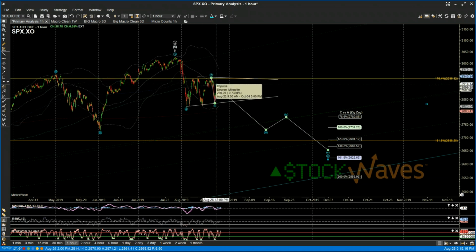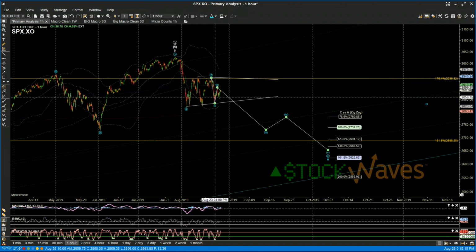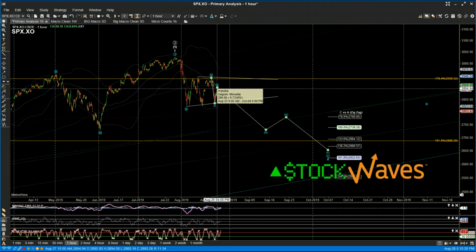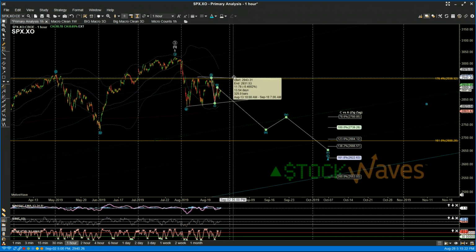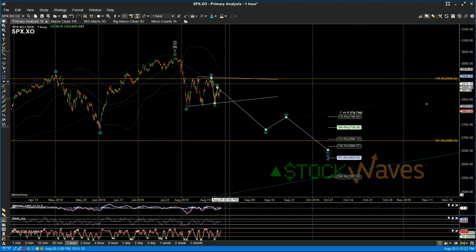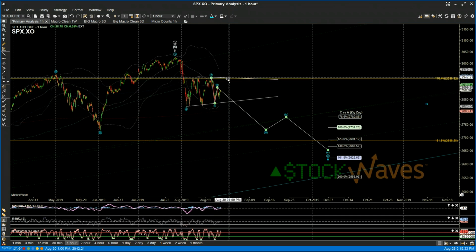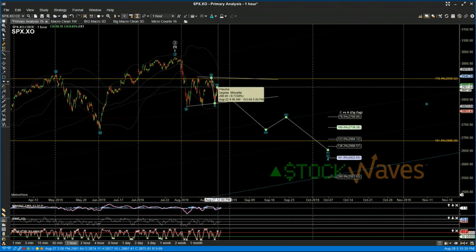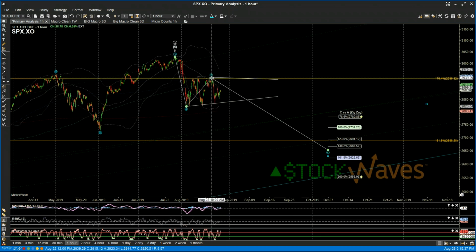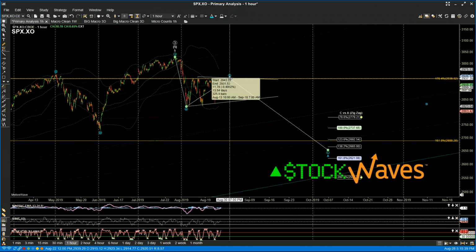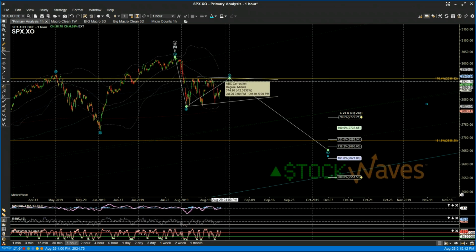So if this is in fact a triangle, and it's not going to hold as a 1-2 start to the C wave, then we're probably going up to test this trend line in the 2820s to 2830 region as the A, B, C, D, and the E wave of that triangle. So we'll delete that. I'm not sold on what this is. I'd rather just see us open tonight at 6 p.m.